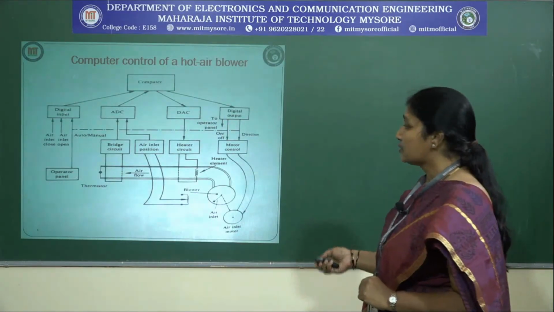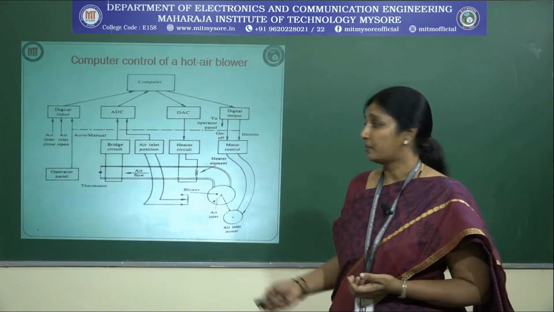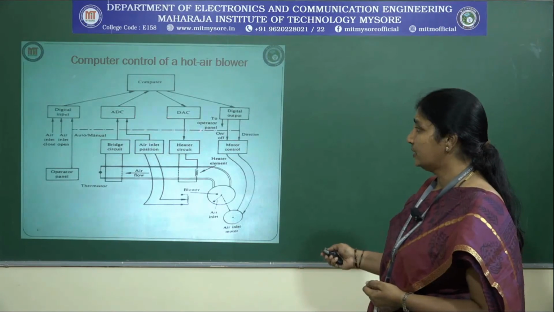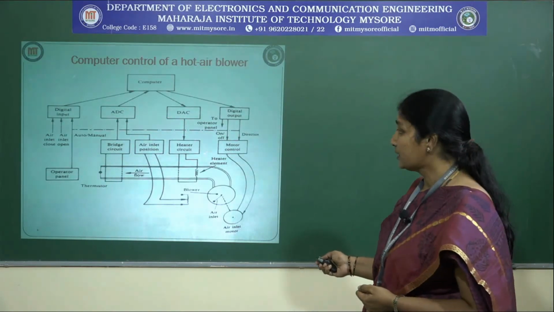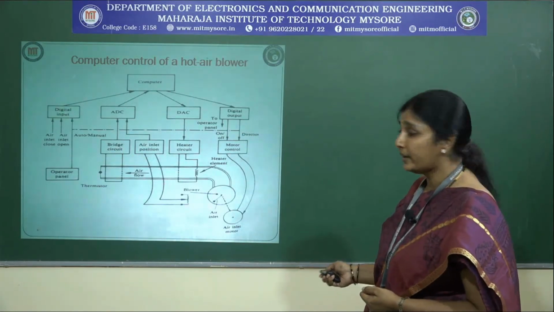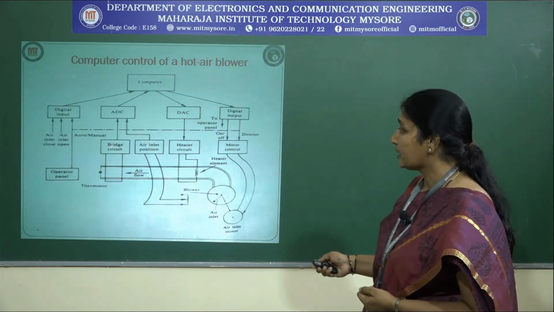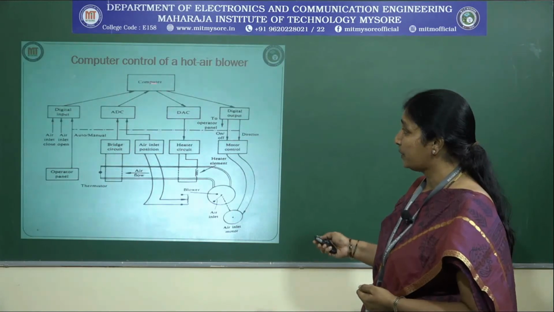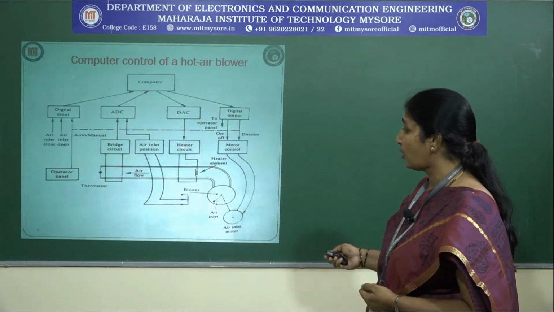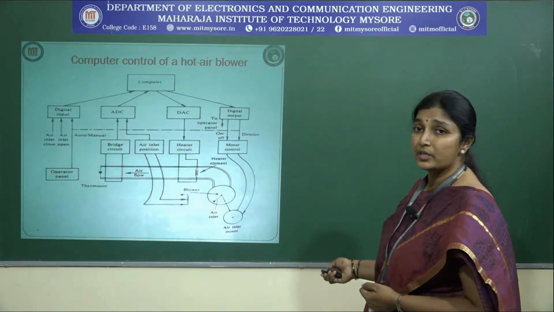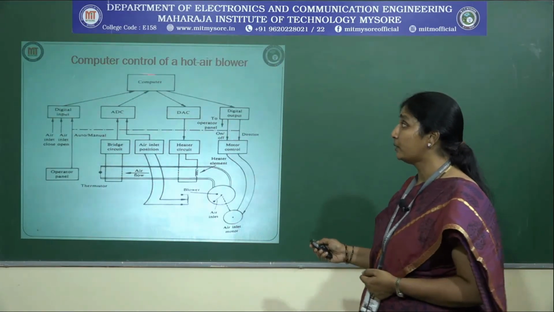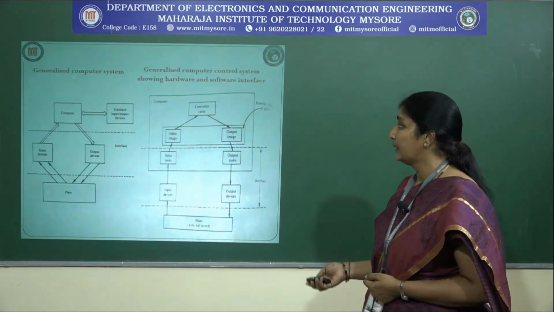Next is the control system, as I've told you. You need to have analog to digital and digital to analog converters, because the input here, though it is analog, has to be digitized, controlled by the program written, then digital to analog conversion has to happen, and then you have the control system, right. So this is about computer control of the hot air blower.